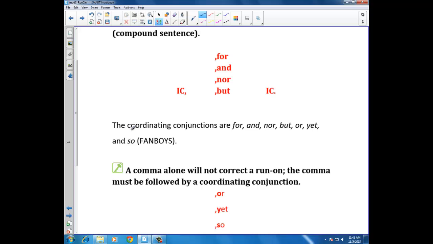And using these coordinating conjunctions to connect independent clauses. Let's break down the word coordinating. Co means equal, as in a co-worker. So you have the coordinating conjunctions. Conjunct means to join. Con means together. So what we're doing is we're joining together equal ideas using a comma and a coordinating conjunction. The comma alone won't correct the run-on. You're creating another type of sentence error which we're going to study later in this module, the comma splice. The comma must be followed by the coordinating conjunction.